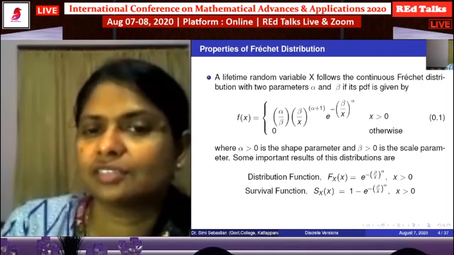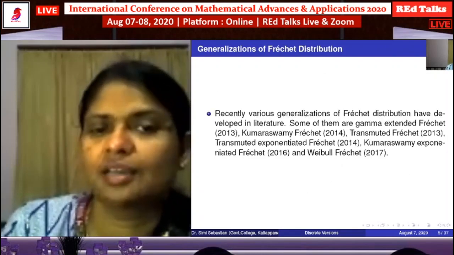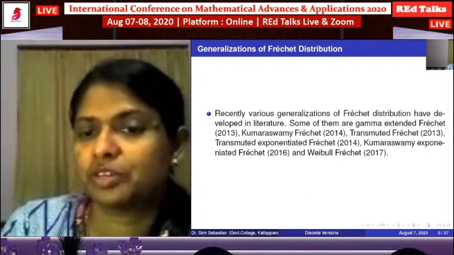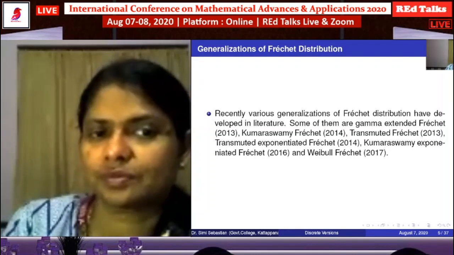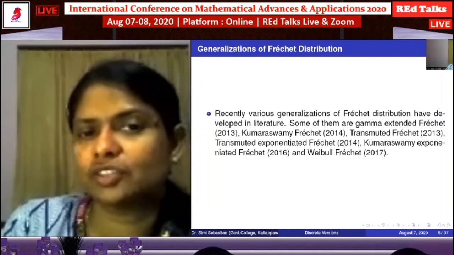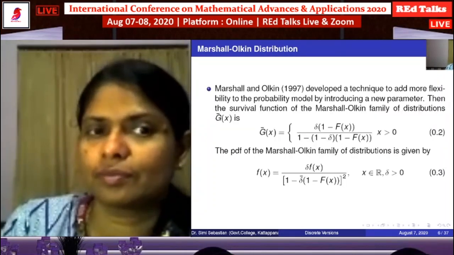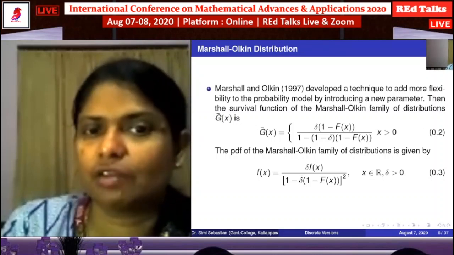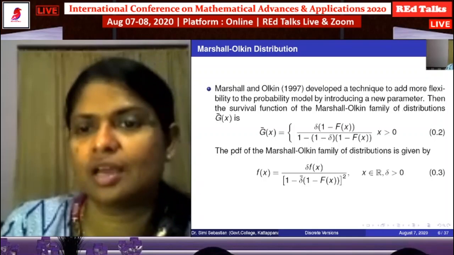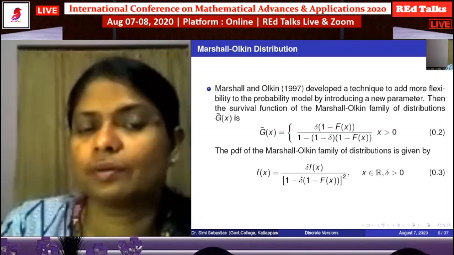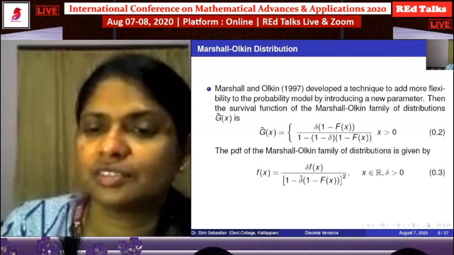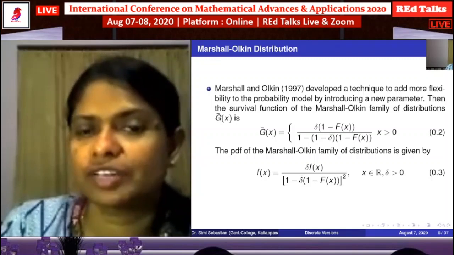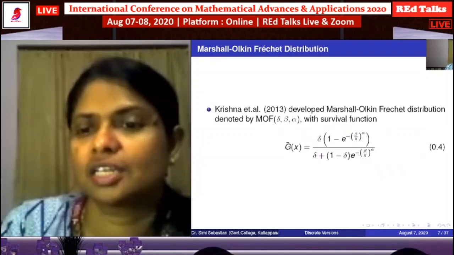Recently, various generalizations of the Fréchet distribution have been developed in the literature, and some of them are the gamma extended Fréchet distribution, Kumaraswamy Fréchet distribution, transmuted Fréchet distribution, etc. Marshall and Olkin in 1997 developed a technique to add more flexibility to a probability model by introducing a new parameter to the survival function of the Marshall-Olkin family of distributions, given in equation 2. The PDF of the Marshall-Olkin family of distributions is given by equation 3. Krishna et al. 2013 developed the Marshall-Olkin Fréchet distribution with the survival function given by equation 4.